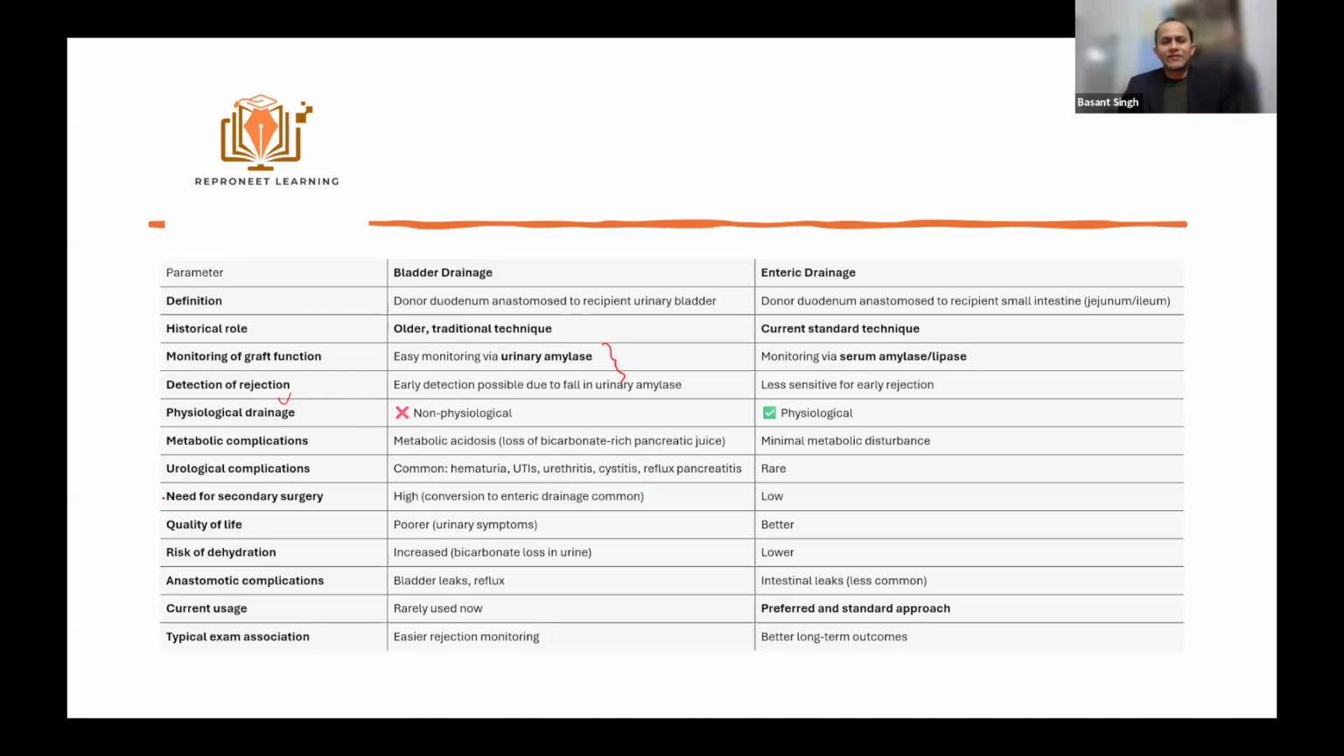And there's a need for secondary surgery. Quality of life is not good. There's a risk of dehydration because of bicarb loss. And you can have anastomotic complications. Okay. And the current usage, generally we don't use it now. So the only advantage is easier rejection monitoring. Okay. And here it is the physiological thing. It is the current standard technique. Only thing is that you cannot monitor your bicarb and serum lipase and amylase levels.